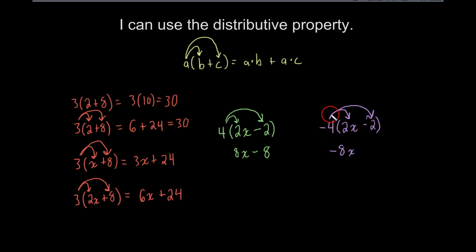And now when we distribute this through, it could be minus negative 8, or we know minus a negative is just plus 8. So you can pretend like this is just a negative symbol. So negative 4 times negative 2 is a positive 8. So this would be negative 8x plus 8.